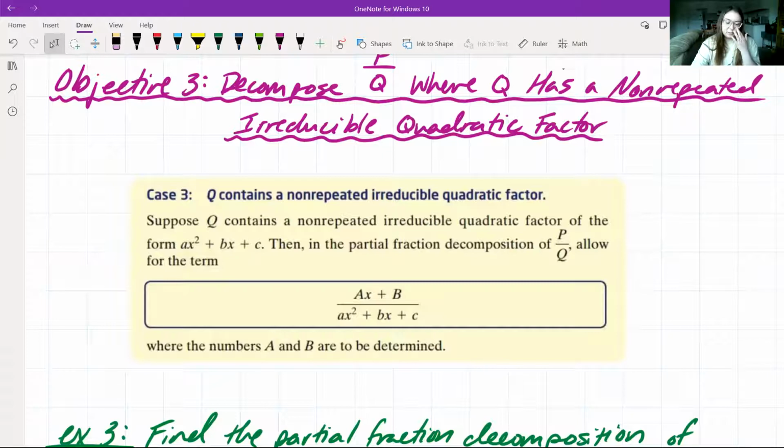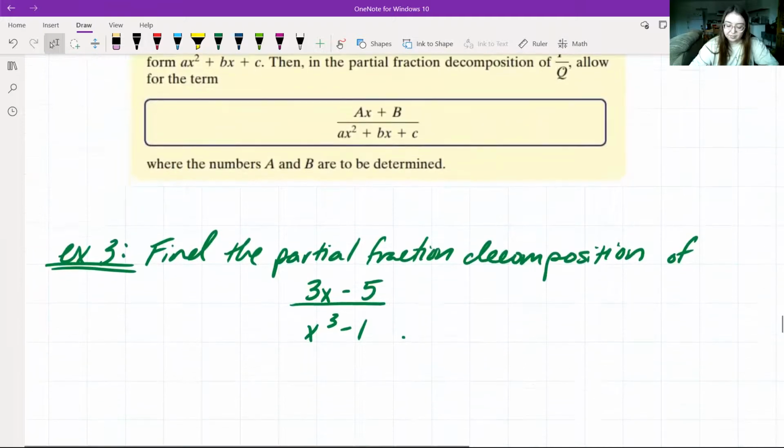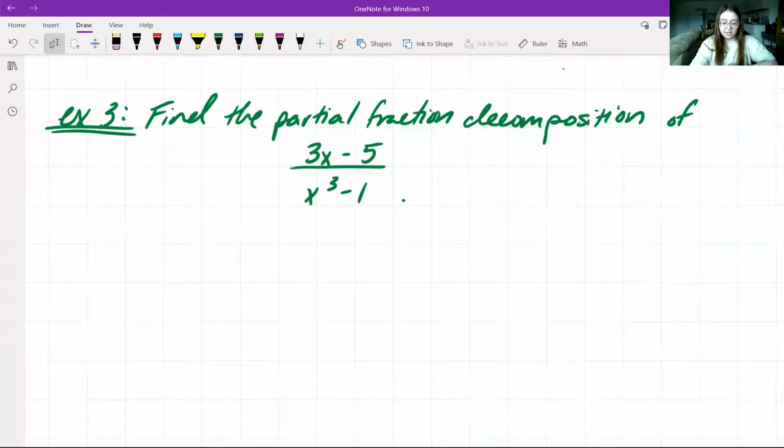So remember our irreducible ax squared plus bx plus c: that would be if you tried to use the quadratic formula and you could not, because b squared minus 4ac was negative. So for example 3, let's find the partial fraction decomposition of 3x minus 5 divided by x to the power of 3 minus 1. Just as before, the first thing we want to do is check to see if the denominator can be factored.